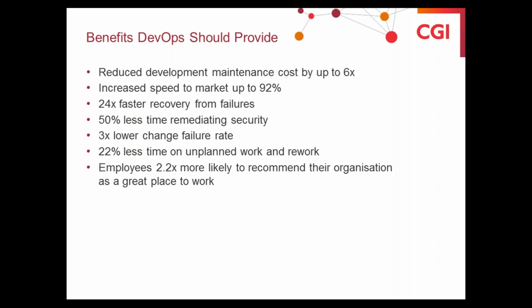Increase speed to market of up to 92%. Because we've reduced the cost of doing deployments, because things are automated, because we don't see the mistakes, because we've reduced the risk, you can get those new features out to your market much quicker. 24 times faster recovery time from failures, again, because you've got self-healing systems, because when you have a problem, you can fix it. You can fix it quickly and properly.